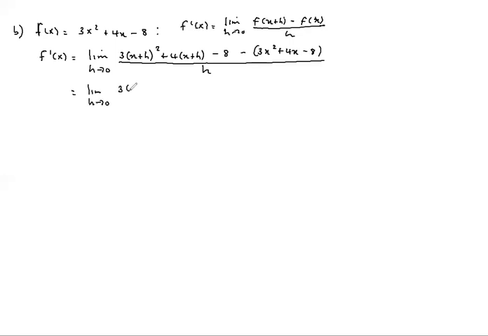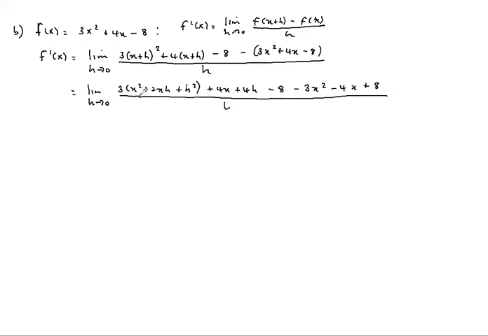So that when I expand now, as h goes to zero, it will be 3x squared plus 6xh plus 3h squared plus 4x plus 4h minus 8 minus 3x squared minus 4x plus 8, over h. So just here, you can see that the 8 and that are going, 4x and this have gone, and then remain the limit as h goes to zero. We now expand. We have 3x squared, 6xh, 3h squared, 4h, minus 3x squared over h.